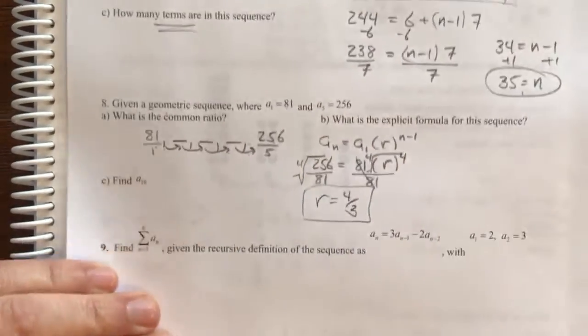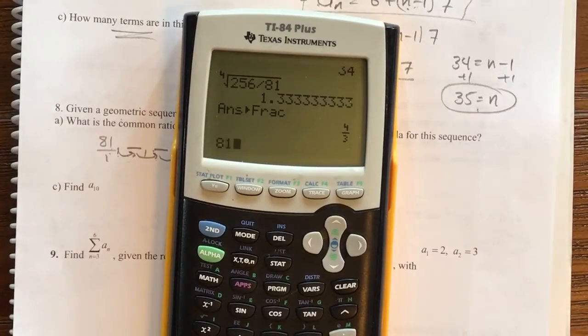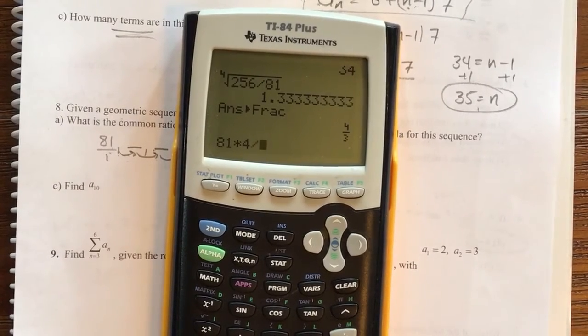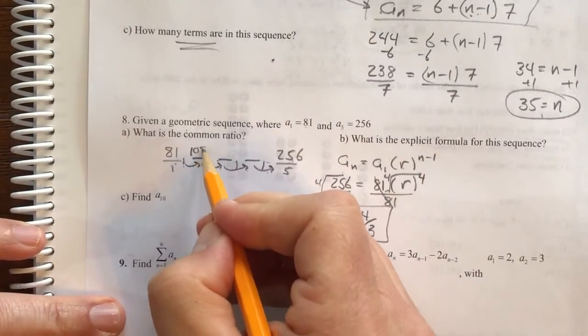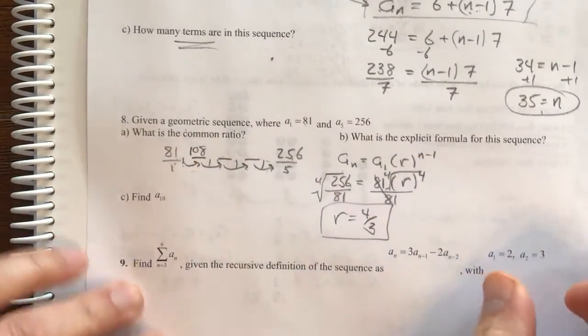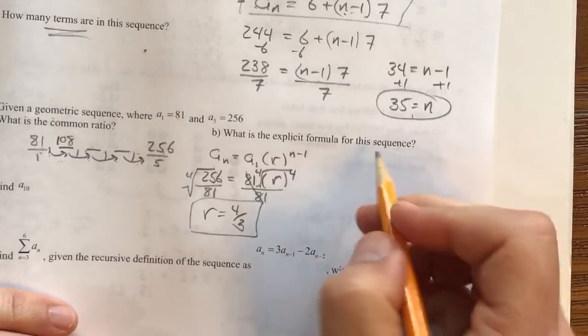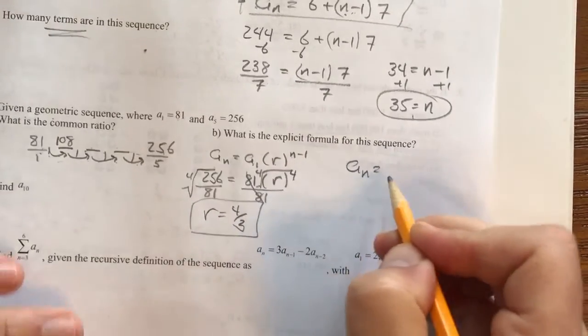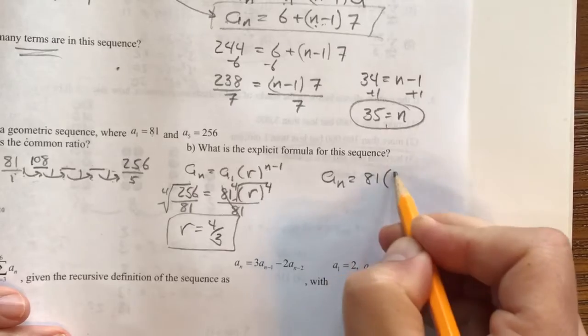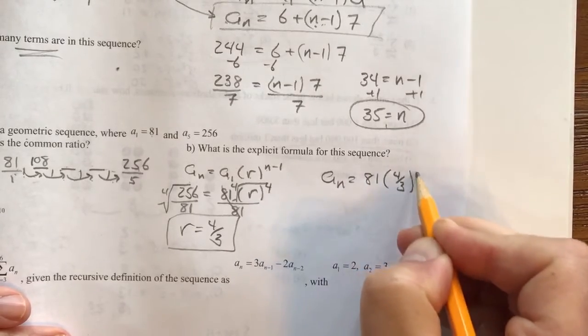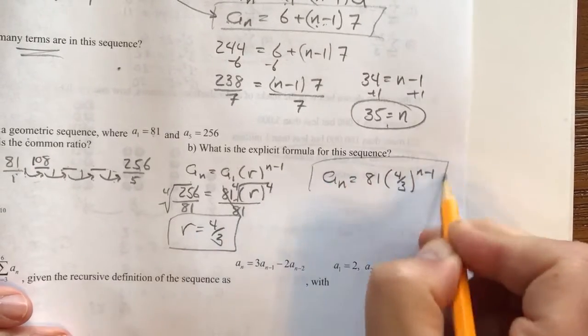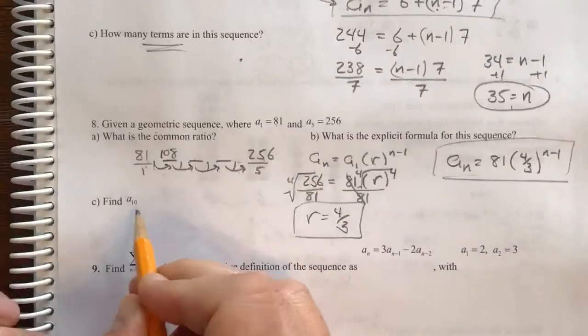You could fill in the blanks now if you wanted to. 81 times 4 divided by 3. So the next term would be 108. This is 108. You could fill in all the rest if you wanted to. What's the formula? I almost got that done. The first term is 81. We just figured out the ratio is 4/3, to the n minus 1. Done. What would be the 10th term?